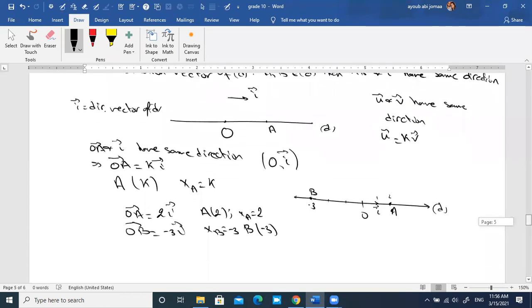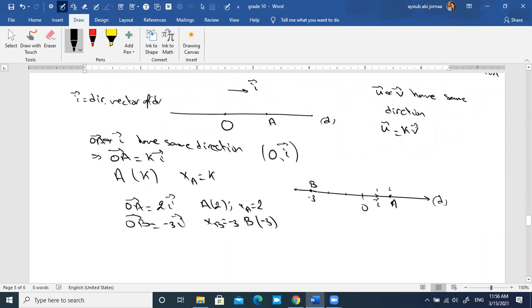Any questions? How to locate a point A on the line, the meaning of direction vector and system. So again, I is a direction vector of a line, O is a fixed point on this line. When I say the abscissa of A is equal to some constant K, it means that OA is equal to K times I, K times this direction vector. Now if you consider the points A and B in this example, A has abscissa 2, B has abscissa negative 3. OA is 2I, OB is equal to negative 3I.